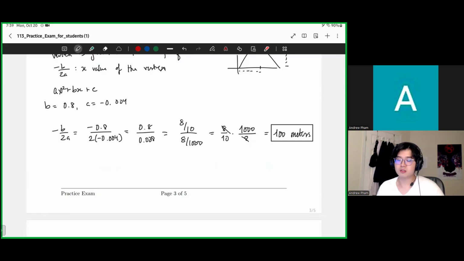Again, as a reminder, there's no such thing as a negative time or a negative distance or negative space. So if you get a negative number, it probably means you did something wrong. So remember to check your work.